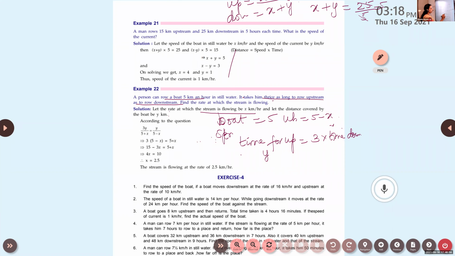We don't know the distance, so you take it as y. But what is the speed? Upstream speed is 5 minus x. So y by 5 minus x is equal to 3 into the time taken for downstream, the same distance y with 5 plus x. y will get cancelled. Cross multiply these two, simplify and find out what is x.